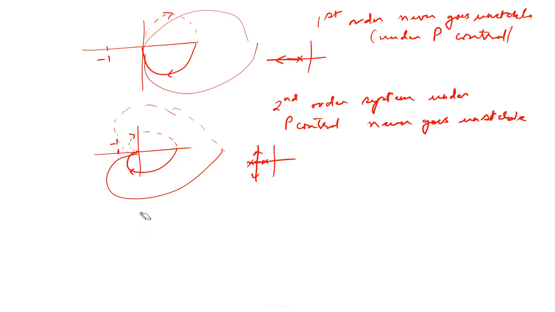Now let's look at a third order system. For a third order system, the Nyquist plot would look something like this, and the complementary part would be like this. Now if this is my point minus 1, 0, if I increase the gain sufficiently, I will get a situation where the Nyquist plot is like this. So that's one encirclement, because I have gone around minus 1 once, and then the complementary part, that's another encirclement, because I have gone around minus 1, 0 another time. And these encirclements are clockwise in nature.